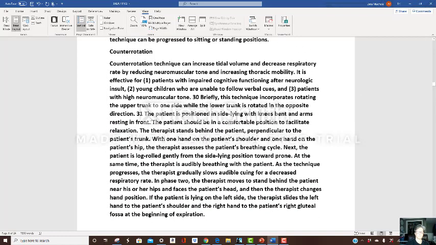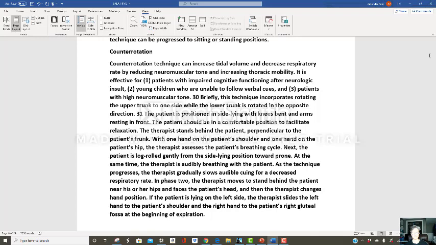Counter-rotation technique can increase tidal volume and decrease respiratory rate by reducing neuromuscular tone and increasing thoracic mobility. It is effective for: 1. Patients with impaired cognitive functioning after neurologic insult. 2. Young children who are unable to follow verbal cues. And 3. Patients with high neuromuscular tone.